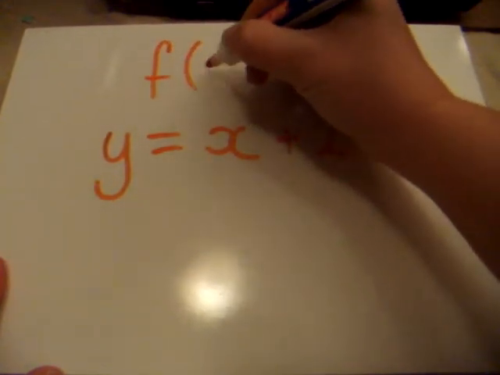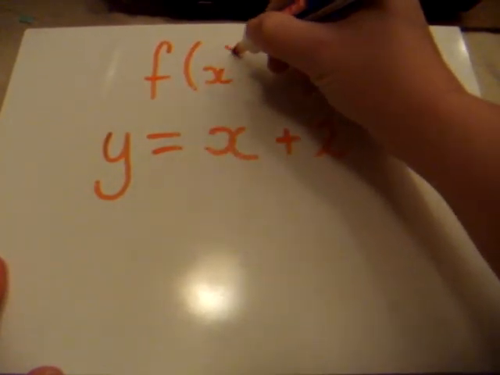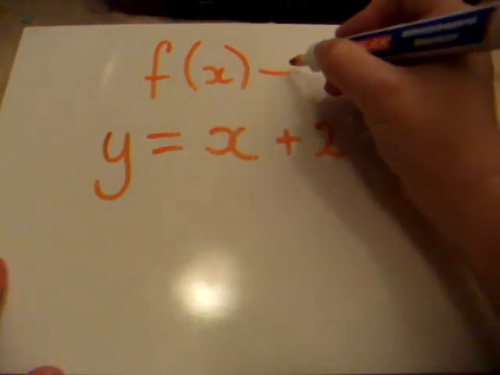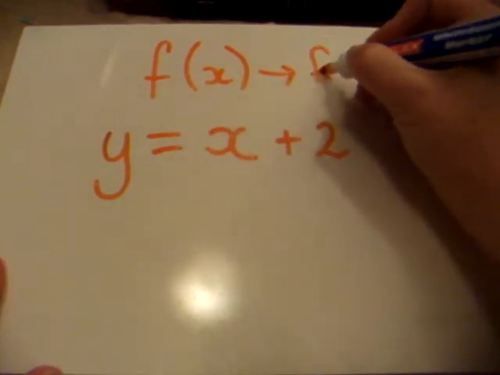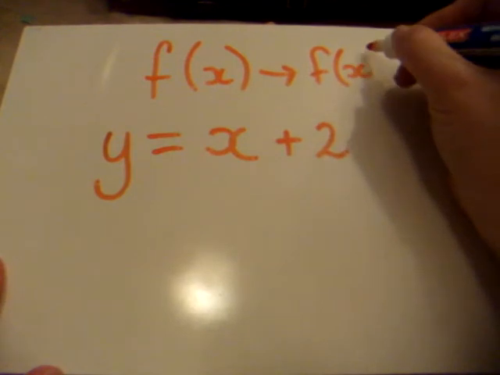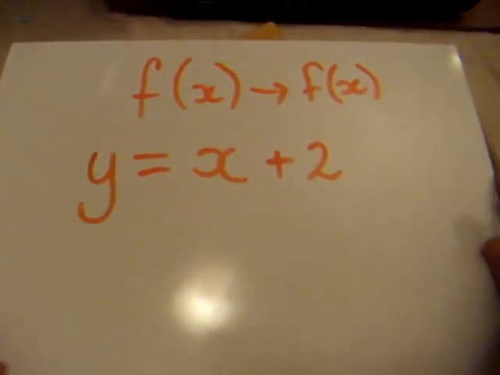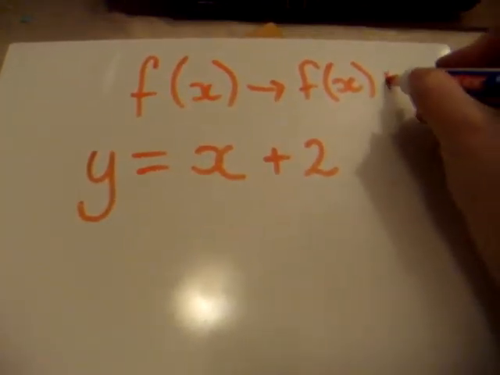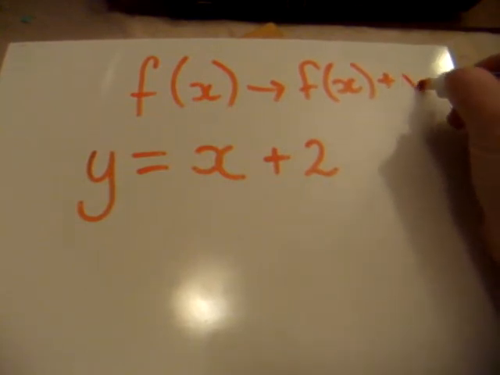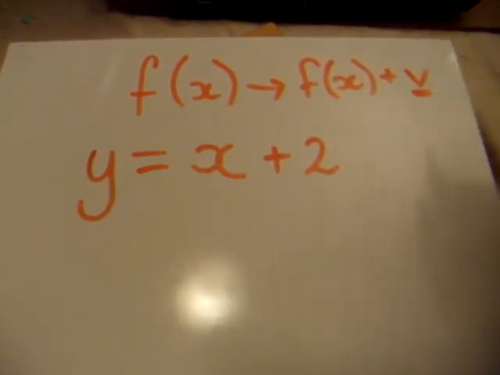To look at this in function notation, f of x, which was the original x, has been transformed by adding the 2 into a new function, and the new function is f of x plus the additional parameter, which I'm going to call v, the general vertical shift parameter.